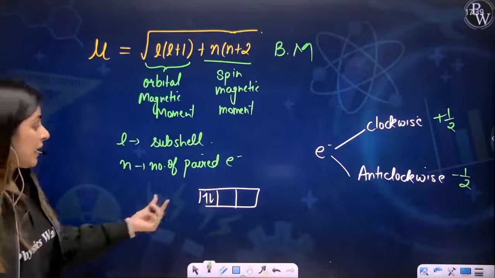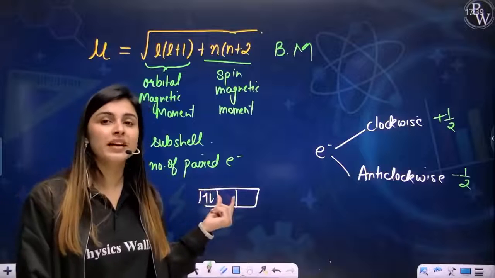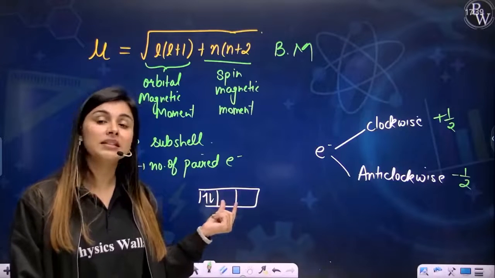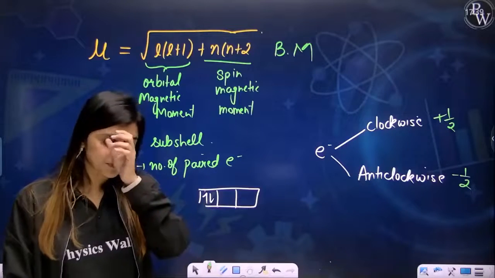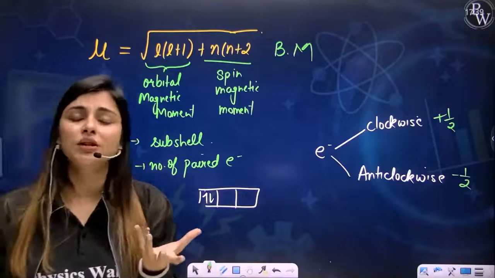So now, if both of the electrons are present in an orbital, this means that total spin here would be 0 because both of them will cancel out, right? Yeah. So this is the factor which you need to understand.